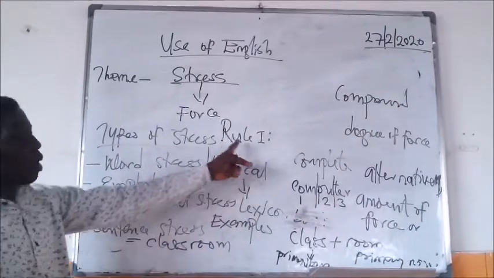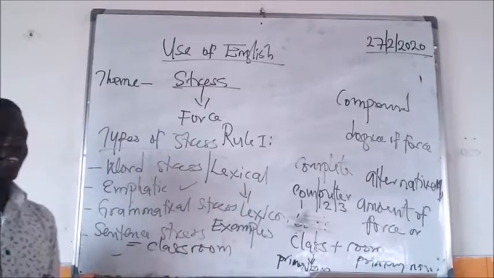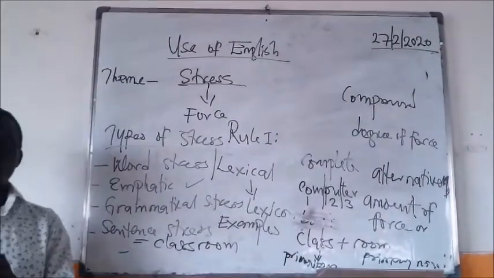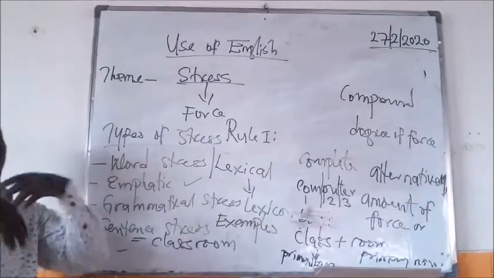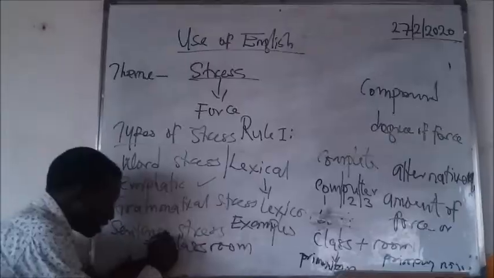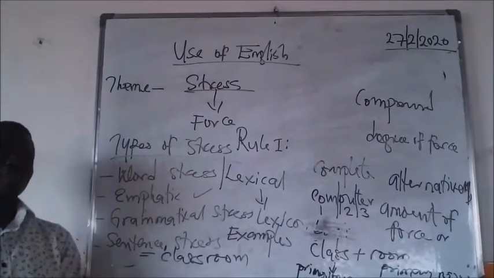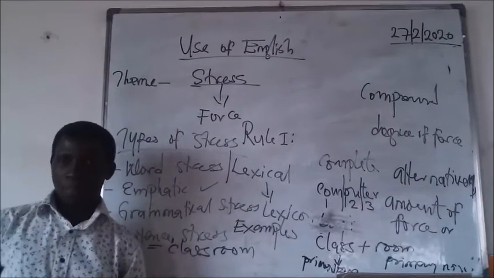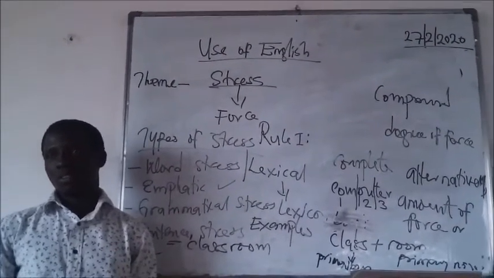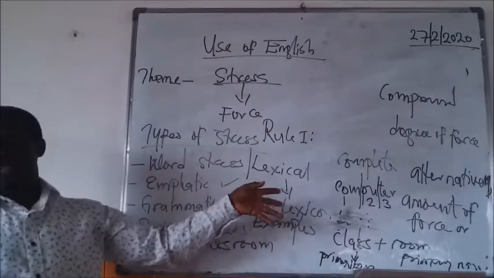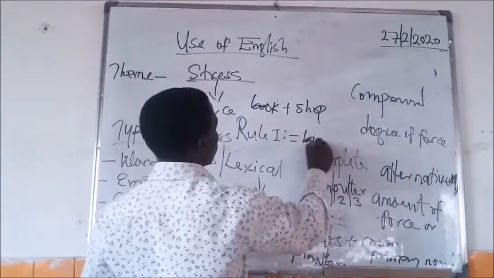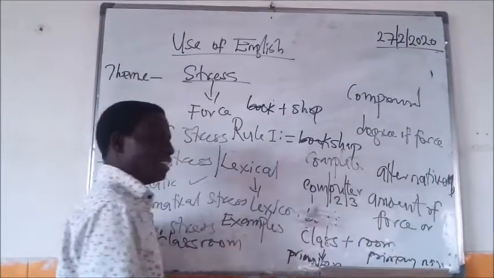So rule number one under stress says that when you have a compound noun and you are asked to look out for the position of the stress, you don't need to waste time in the exam. The first primary word takes the stress, which is class. Then room. By the time you pronounce the word room, your tone is falling. That is what you experience.